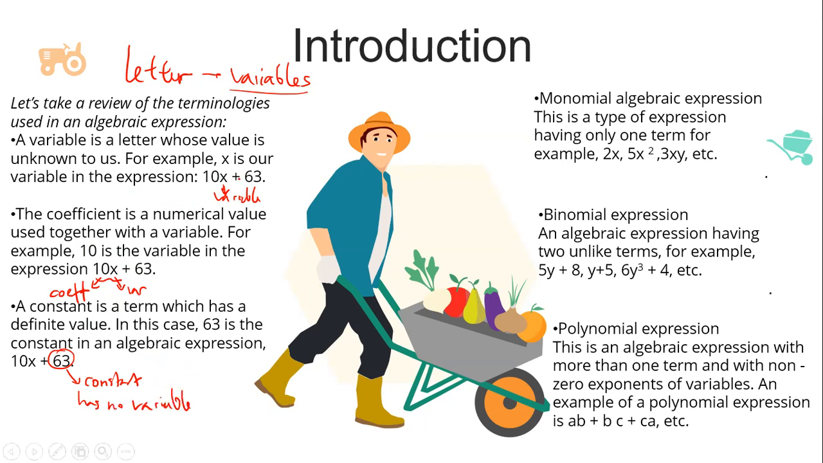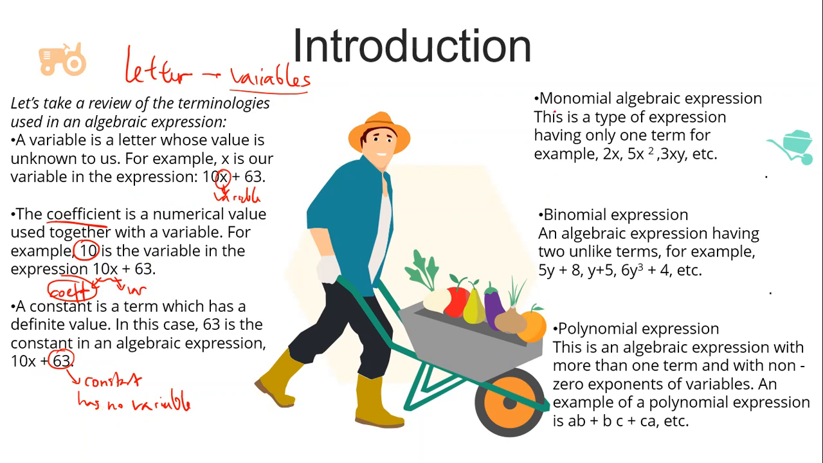Okay, again, the x, the letter is called variables. The number beside the x or the variables is called coefficient here. So the 10 is the coefficient. And the 63, the one with no coefficient at all, nggak ada temennya ya, itu namanya constant term.